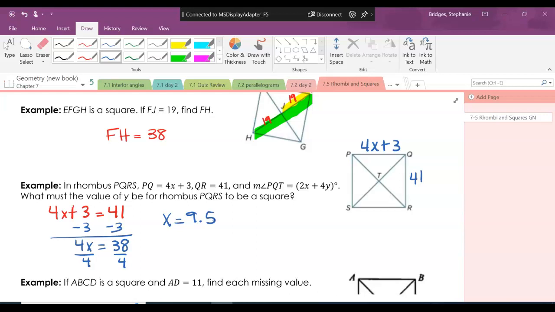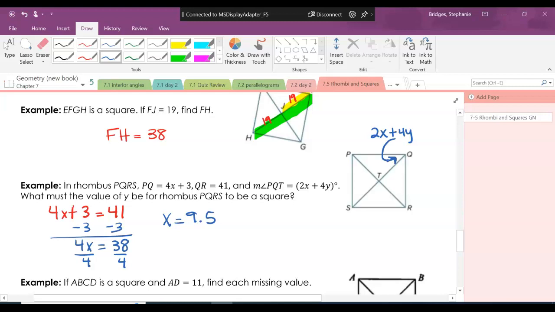So what we want to do now is look at what it's asking me. It is asking me to say, let's see, hold on, PQT is this angle right here. I'm going to write it above because I don't have enough space there. My picture's not big enough. It is 2x plus 4y. Okay, that whole angle right there. Does that make sense? Okay. What it says is, what does the value of y have to be for that rhombus to actually be a square? Okay. So if it is a square, how much does that angle have to be?